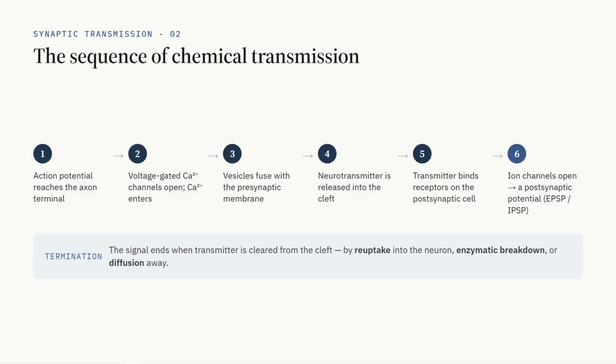The postsynaptic potential. The single most important link is calcium. No calcium entry, no release. Full stop. And one last thing. The signal has to be switched off, so the transmitter is cleared from the cleft by reuptake, by enzymes breaking it down, or by simply diffusing away.